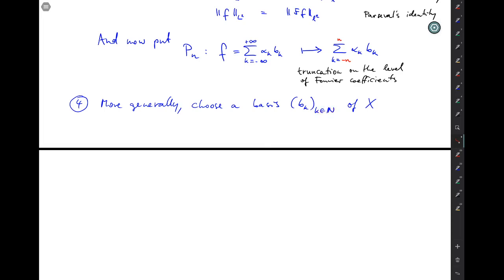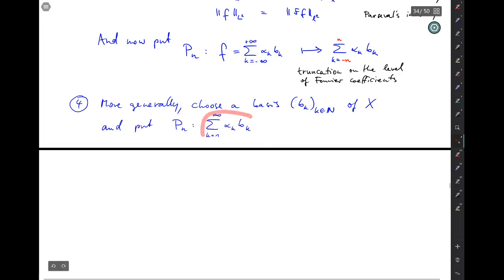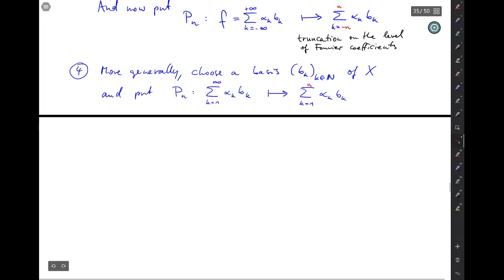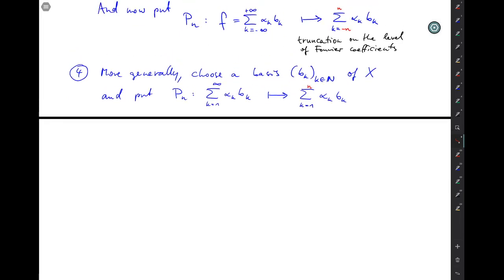And then, just like in example 3, you do your truncations on the level of the coefficients for your basis elements. So you take the expansion of your arbitrary element from X with respect to that basis here and truncate it. This reminds me that we should say a few more words on the word basis in infinite dimensional spaces.